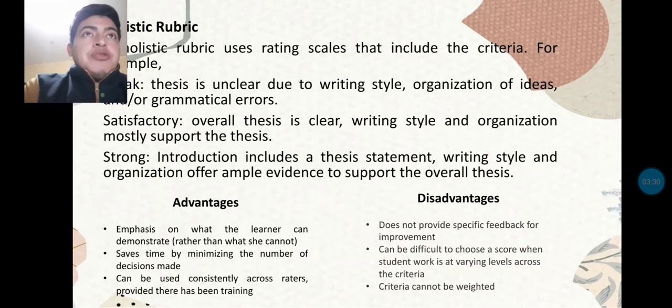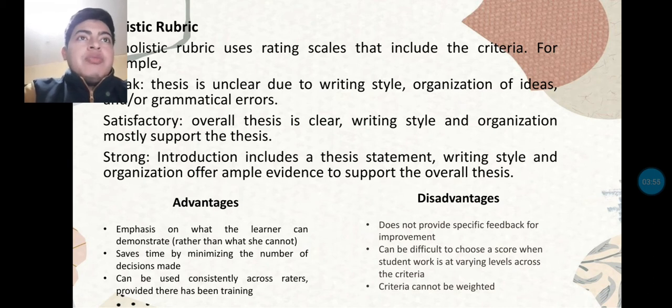The holistic rubric uses rating scales that include the criteria. For example, for weak, the thesis is unclear due to writing style, organization of ideas, and or grammatical errors. For satisfactory, the overall thesis is clear, and writing style and organization mostly support the thesis. And for strong, the introduction includes a thesis statement. Writing style and organization offer ample evidence to support the overall thesis.